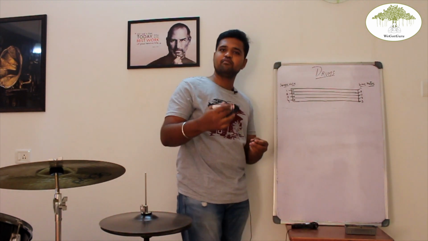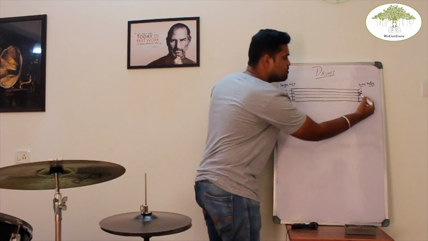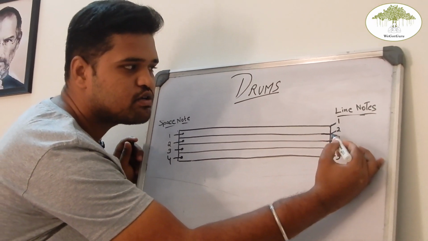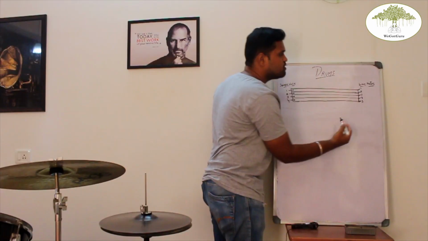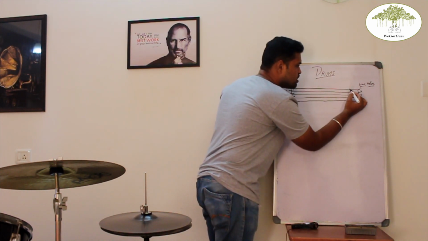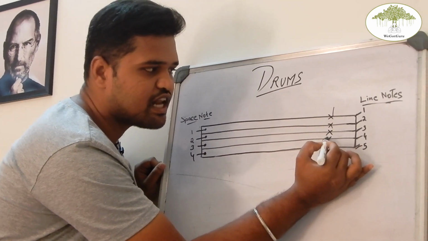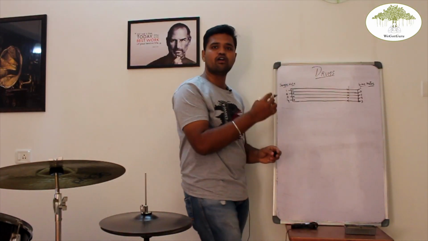Most people read it from the bottom, but to make it very easy and simple, I'm going to tell you to read it from the top, like 1, 2, 3, 4, 5. So there are 5 line notes. Whatever notation comes on a line, we read it as a line note, according to which line it is.